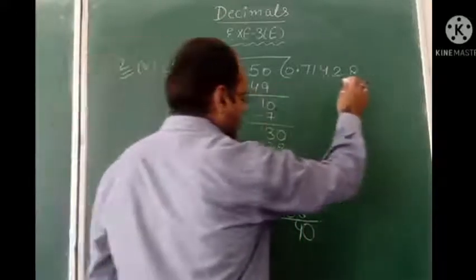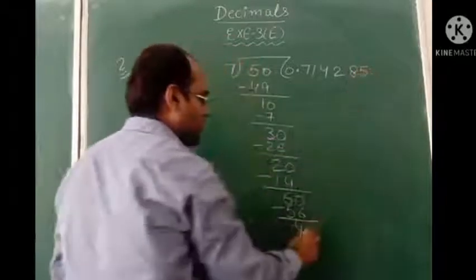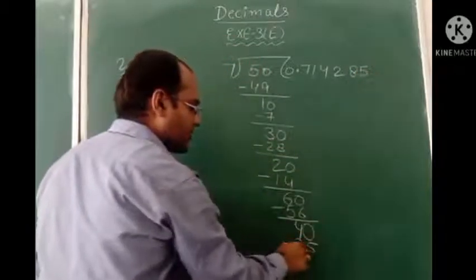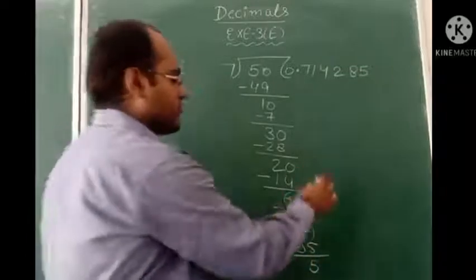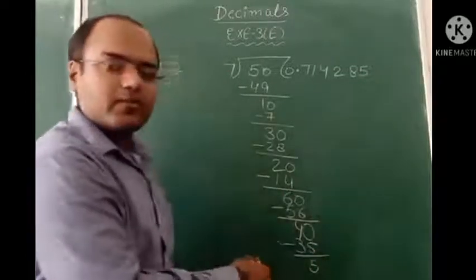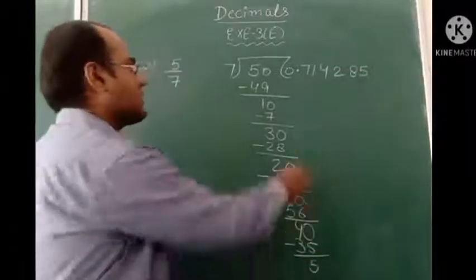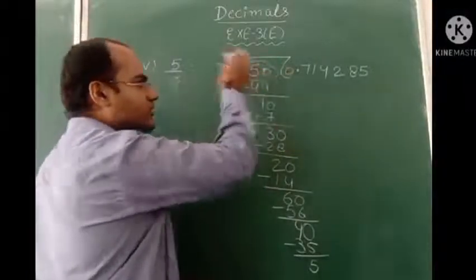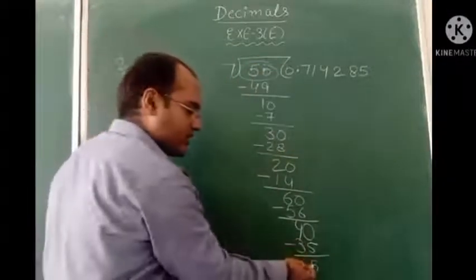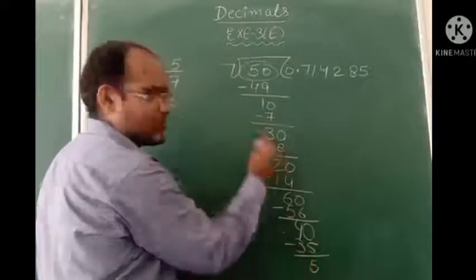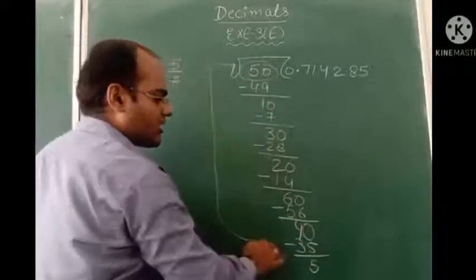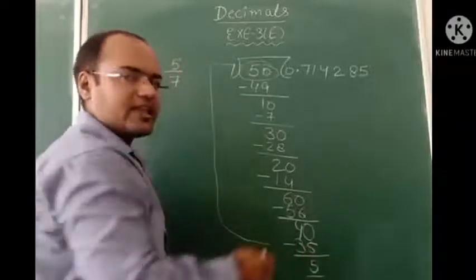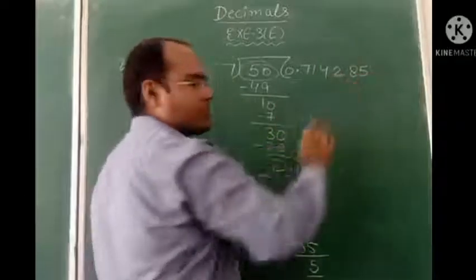7 5s are 35. On subtracting it, we are getting remainder 5. So if we will take 10 here, this will become 50, and you will observe that here also it is written 50. So this remainder, if we will proceed further, what we will observe? We will observe that all this whole work will come again.